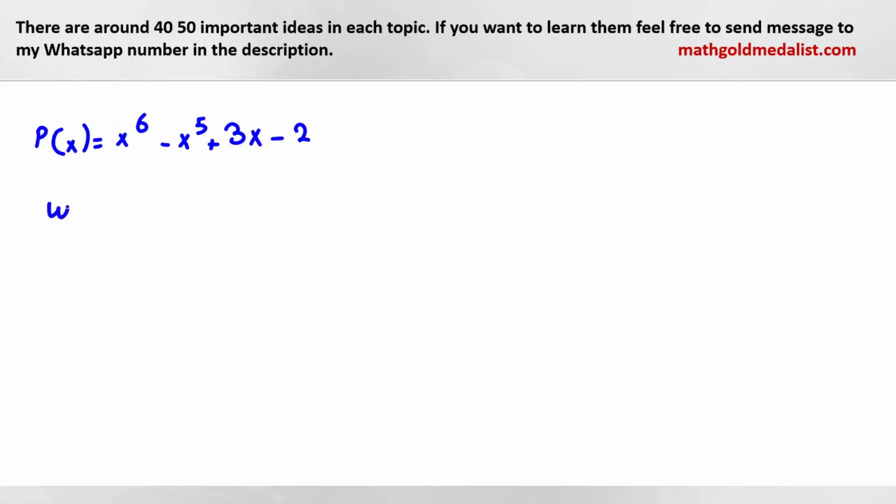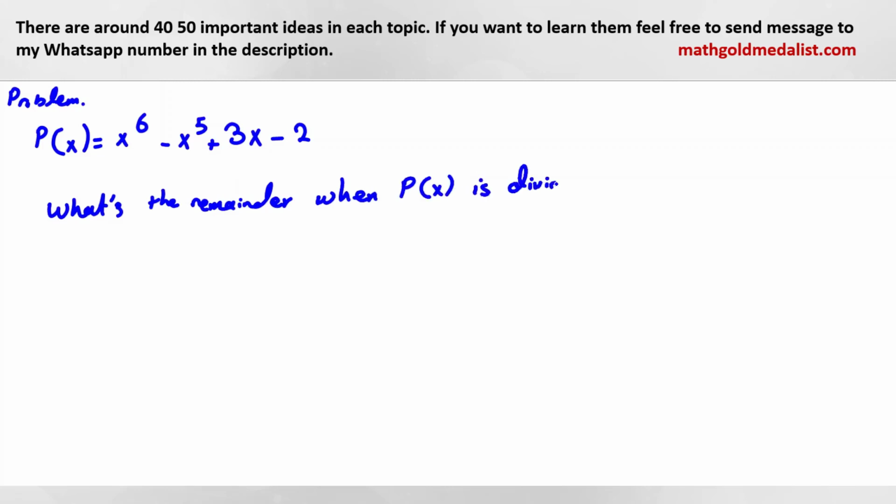And now what's the problem? P of x is this one. What's the remainder when p of x is divided by choice A? X minus 1. I think you know this. This is the easiest part. Calculate part A.